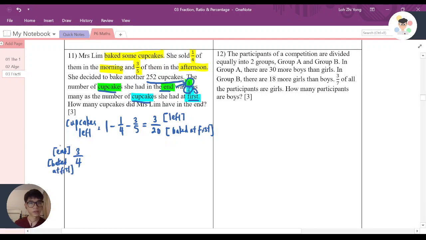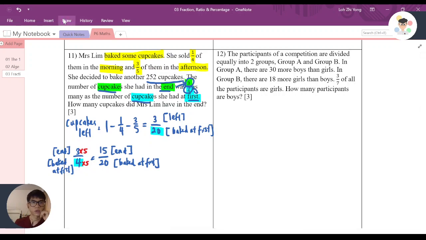Okay, at first. So I also know that what I calculated just now is also 20. So it means that I can make this 4 become 20. So let me just times. I will times 5 to make it 20. I will times 5 here. Then now here the fraction will become 15/20. And again, I know that this 15 is the end and 20 is what we baked at first.